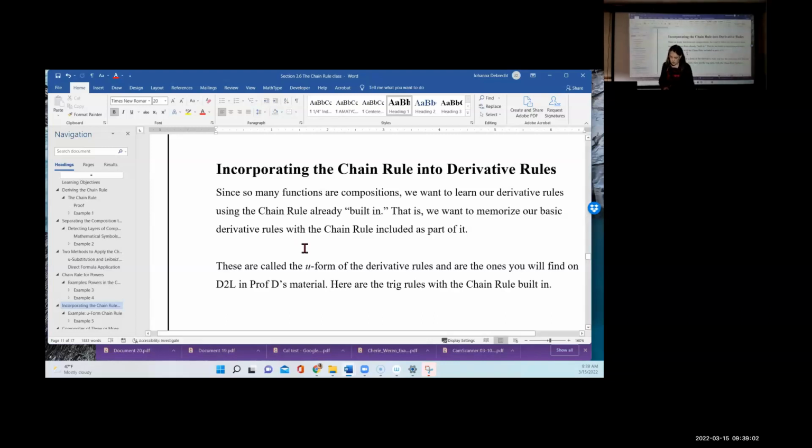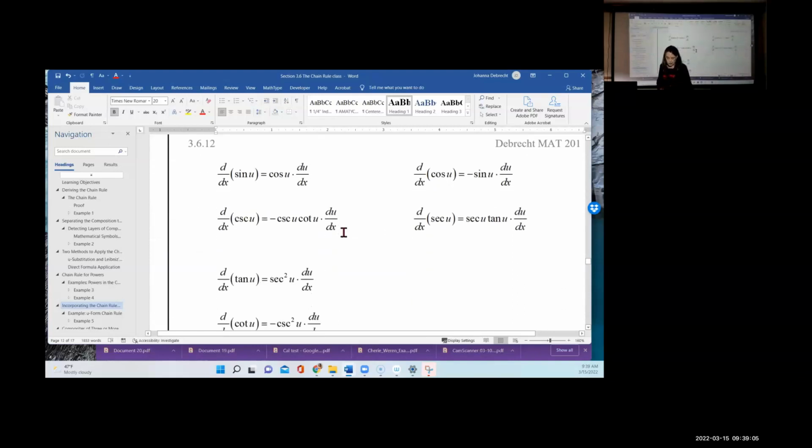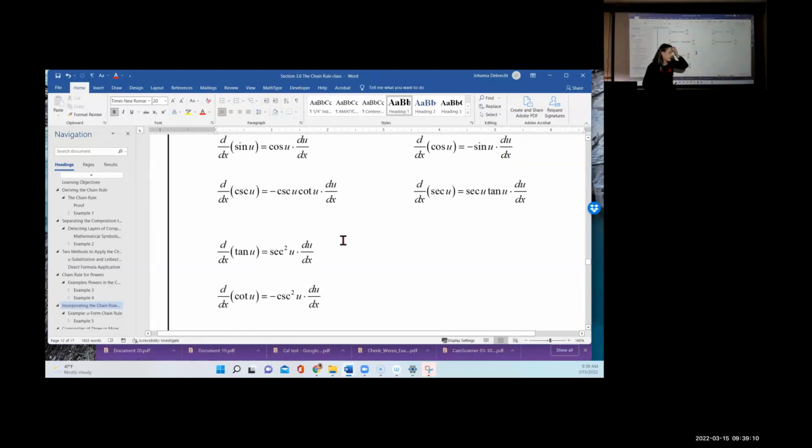So here are the rules with the chain rule built in for the trig functions. When we take the derivative of sine of u, where the inside function is possibly another function, this becomes the derivative of the outside, which is the derivative of sine, which becomes cosine. And then the cosine gets multiplied by the derivative of the inside. So this form, cosine of u times du dx, is actually the derivative of sine with the chain rule already built into it.